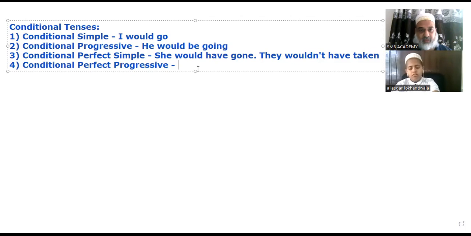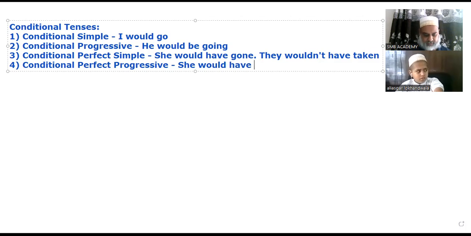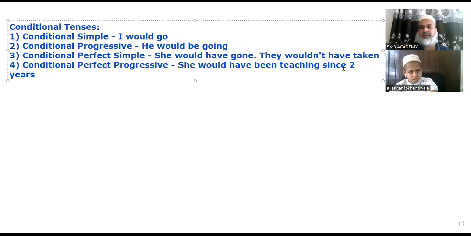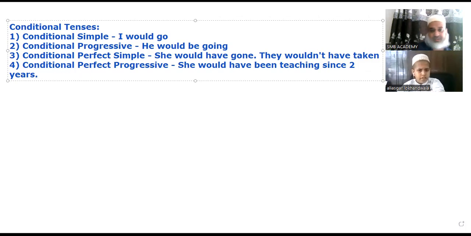So, and this one is she would have been teaching. She would have been teaching since 2 years. Now, why has this sentence come? She would have been teaching since 2 years because she must be teaching, you know, from 2 years.